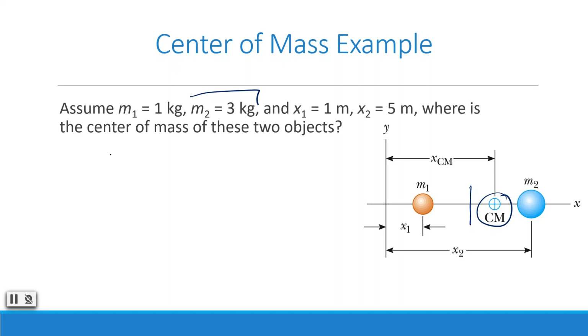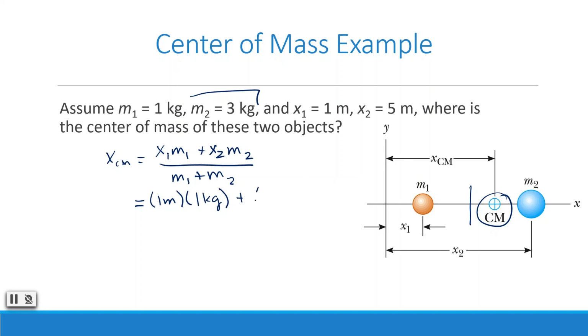So our equation is that the position of the center of mass is going to be x1 m1 plus x2 m2 all over the total mass, which is going to be m1 plus m2. Always show your equations first, of course, and then show your numbers substituted in. So x1 is going to be 1 meter. M1 is going to be 1 kilogram. X2 is 5 meters. And M2 is 3 kilograms.